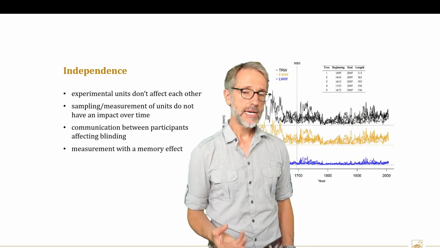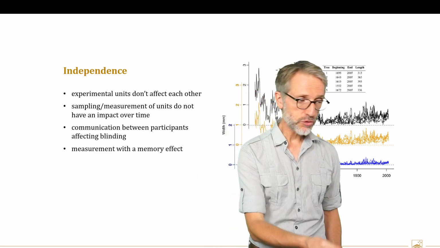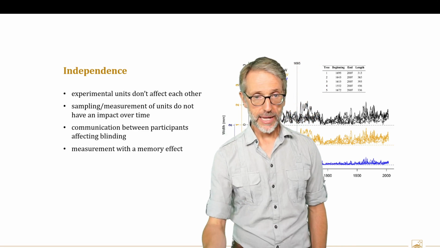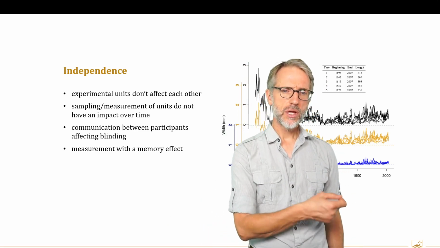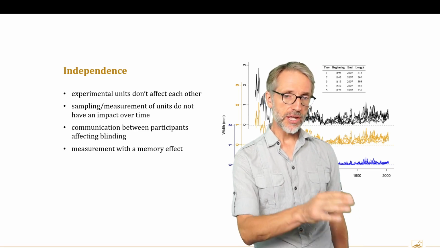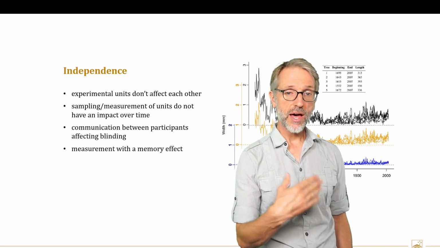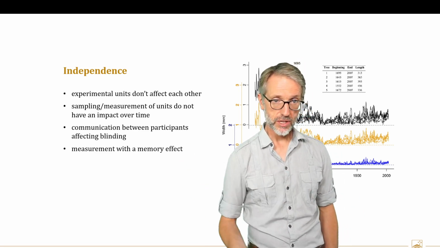Independence in this case is that our individual experimental units, our individual people, or our plants, or our observations themselves, do not affect each other. They don't have an impact on what another experimental unit will express in terms of its quantitative value.